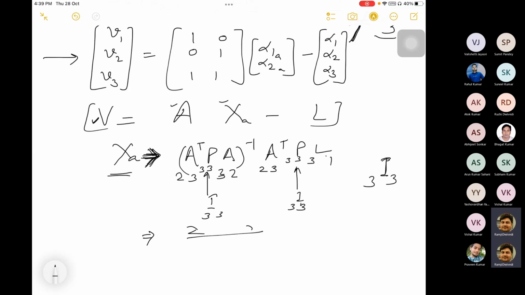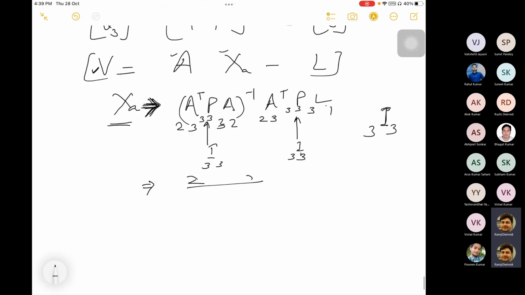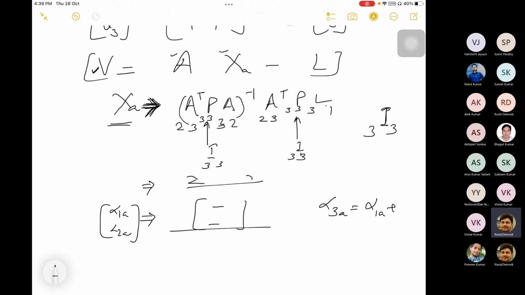Our matrix that we have got is also fully justified. Now we'll get the solution. Now it is your job to tell me the values of alpha 1 and alpha 2 adjusted. If you get these two values, alpha 3 is very straightforward. Possibly you'll get an answer like 10.5, 10.5, then you'll get 21.